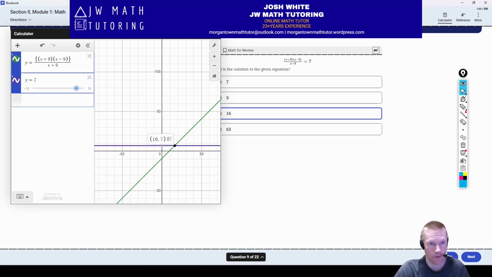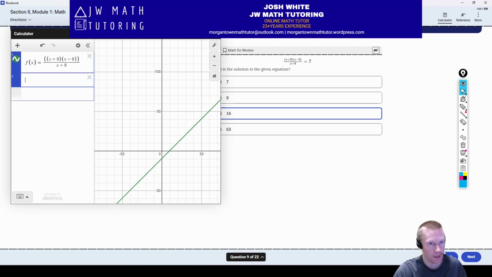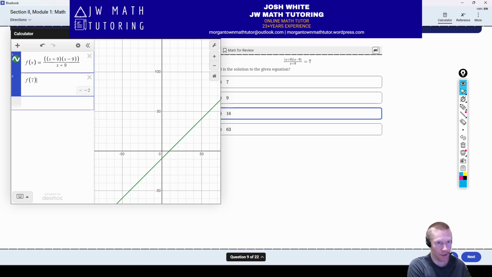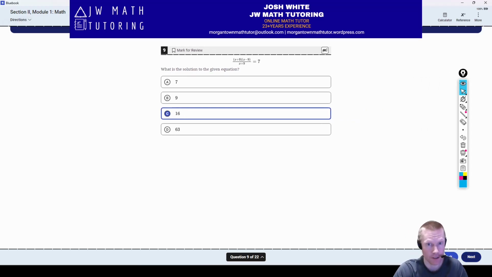You could also, if you wanted to, basically plug in the answers. So you could say, okay, here's my function. Actually, let me do it this way. It'll be easier. Okay, here's my function. And you could just go through the answers and say, okay, if I plug in 7, do I get 7? No. If I plug in 9, do I get 7? No. If I plug in 16, do I get 7? Yes. So that's a third way you could do it. That's basically back solving right there.